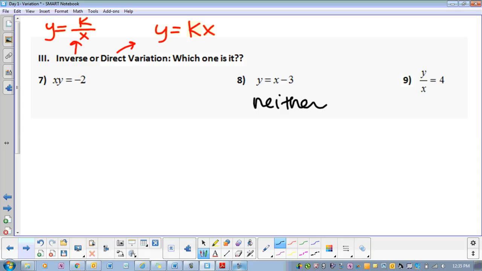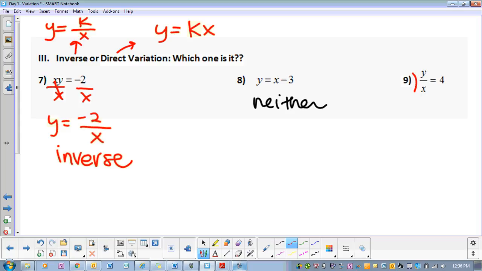This one is not equal to y right now, so what do I need to do? Subtract by x. No, not subtract. Divide by x. So then you have y equals negative 2 over x. What is this? That's inverse. Negative 2 is the k here, right? So then what is 9? Inverse. How do you solve that? Times by the x. Good? Times the x.